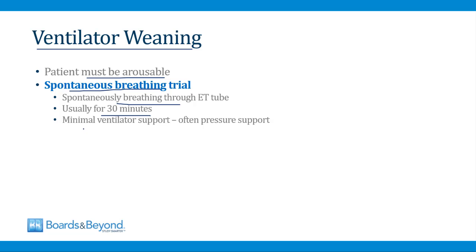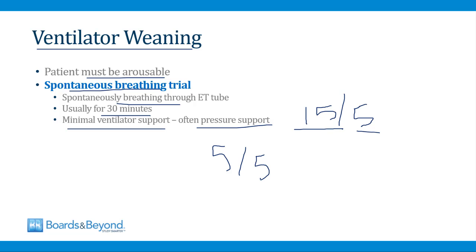You usually set the ventilator to minimal support. This is often a pressure support mode. I told you before, pressure support modes are commonly values like 15/5, which means a pressure support at inspiration of 15 and a PEEP of 5. For a spontaneous breathing trial, you will often set the levels as low as 5/5. At this point, the patient is basically breathing on their own with no support, and if the patient's able to maintain that for 30 minutes, then they can be safely extubated.